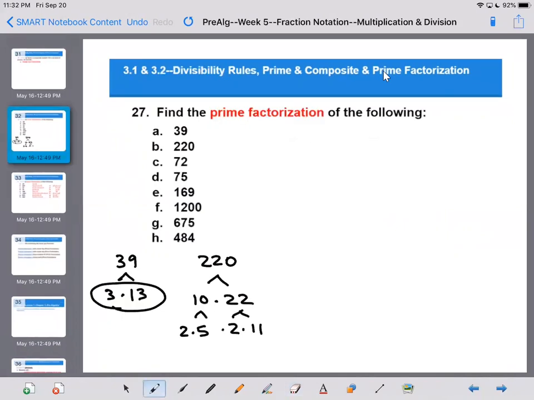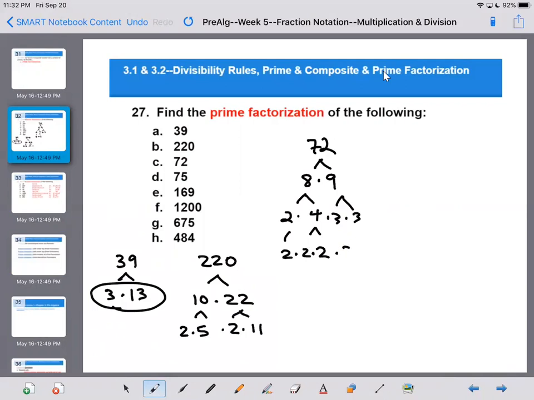Take 72. I could say 8 and 9. Maybe 8 and 9 came to your mind as factors. Well, 8 is not prime and 9 is not prime. So what we have to do is continue to break these down into their primes. So 8 would be 2 times 4. 2 is prime, but 4 needs to be factored again, and we see that 2 times 2 times 2 is the same as 8, and then 3 times 3 would be 9.